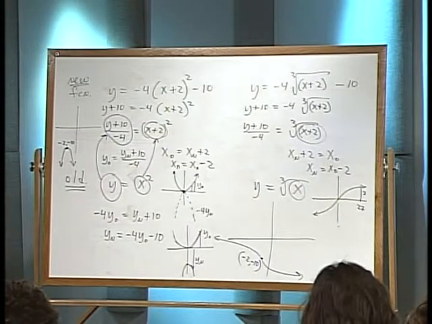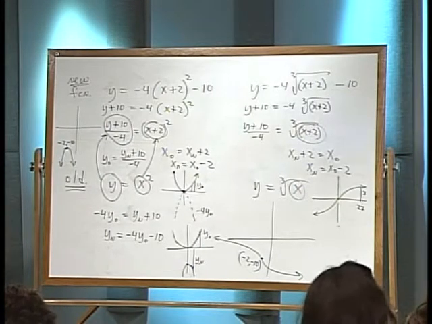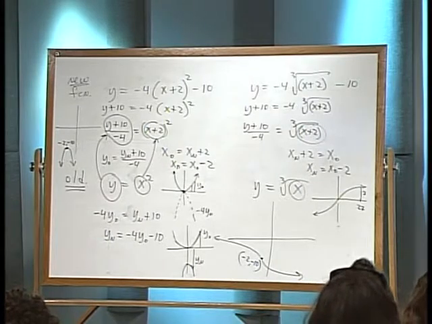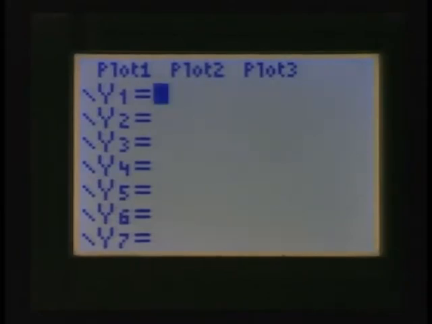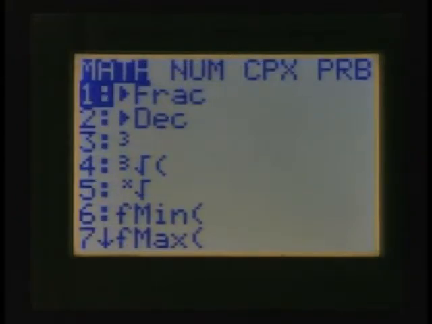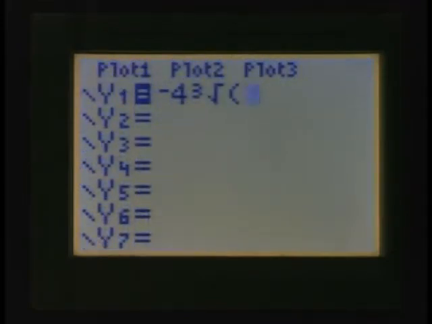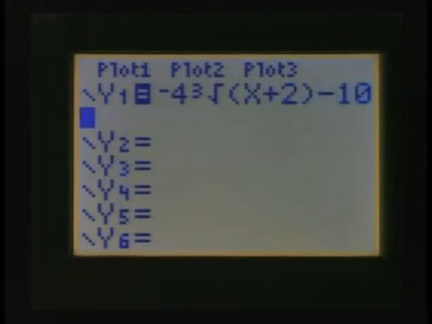So with the graphing calculator, we go up to our function set and enter, which one do you want to do, the parabola or the cube root? The cube root one? So we use our negative key, -4, and then you go to the math key, item number 4. Inserts the automatic cube root function into your calculator. And then inside the cube root, we're going to put our x plus 2, and then we're going to subtract 10 from that.